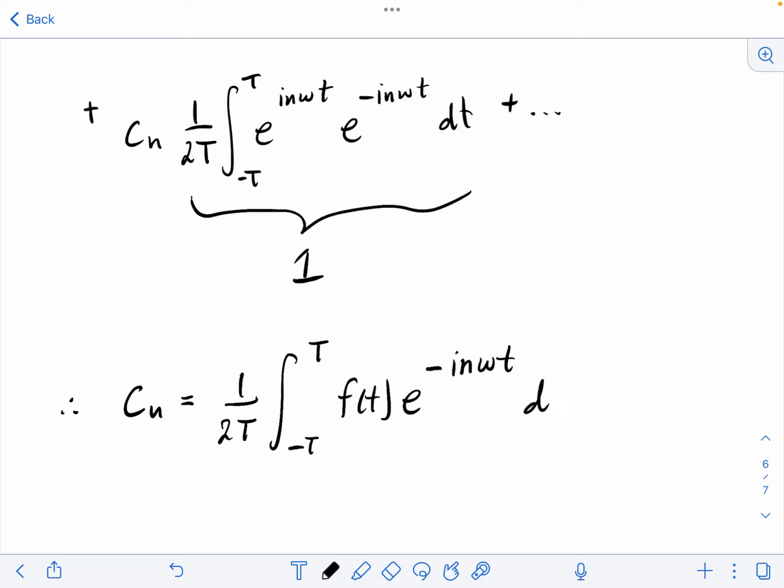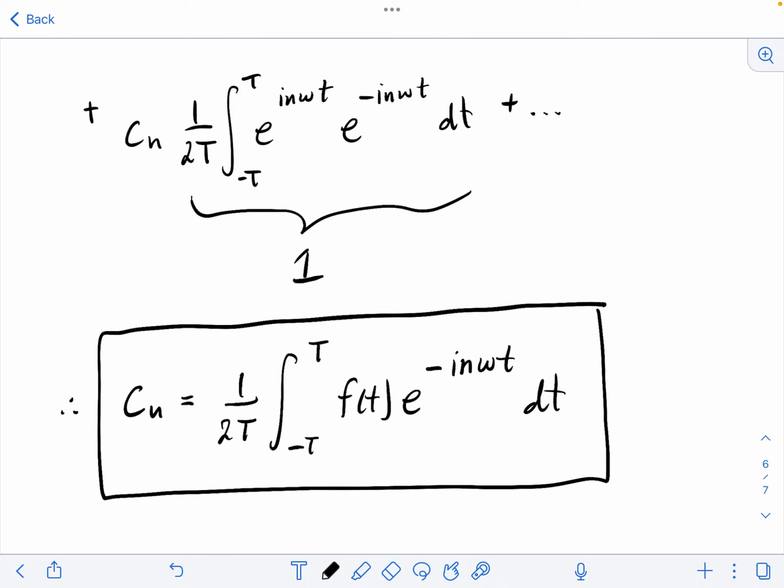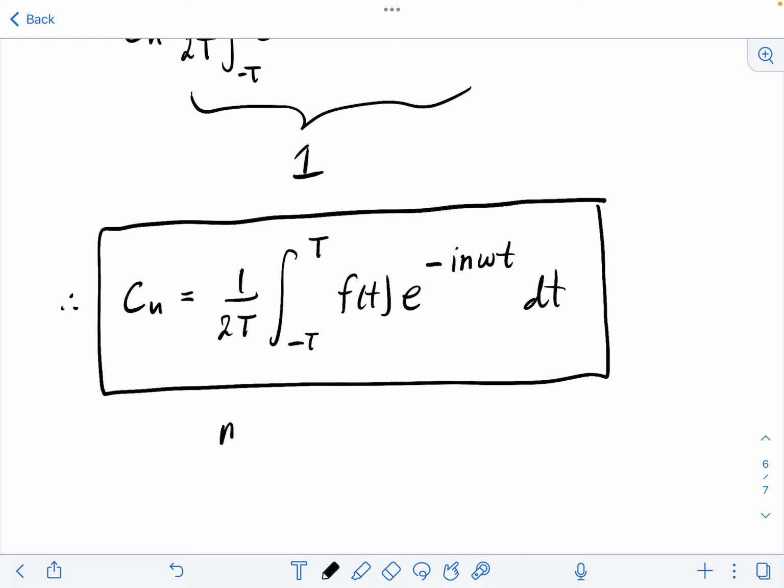And in fact, this covers all cases. This is n equals minus infinity to plus infinity. It includes n equals 0 because when we put n equals 0, the exponential vanishes. So c0 is just 1 over 2T, integral of minus T to plus T of f of t dt.